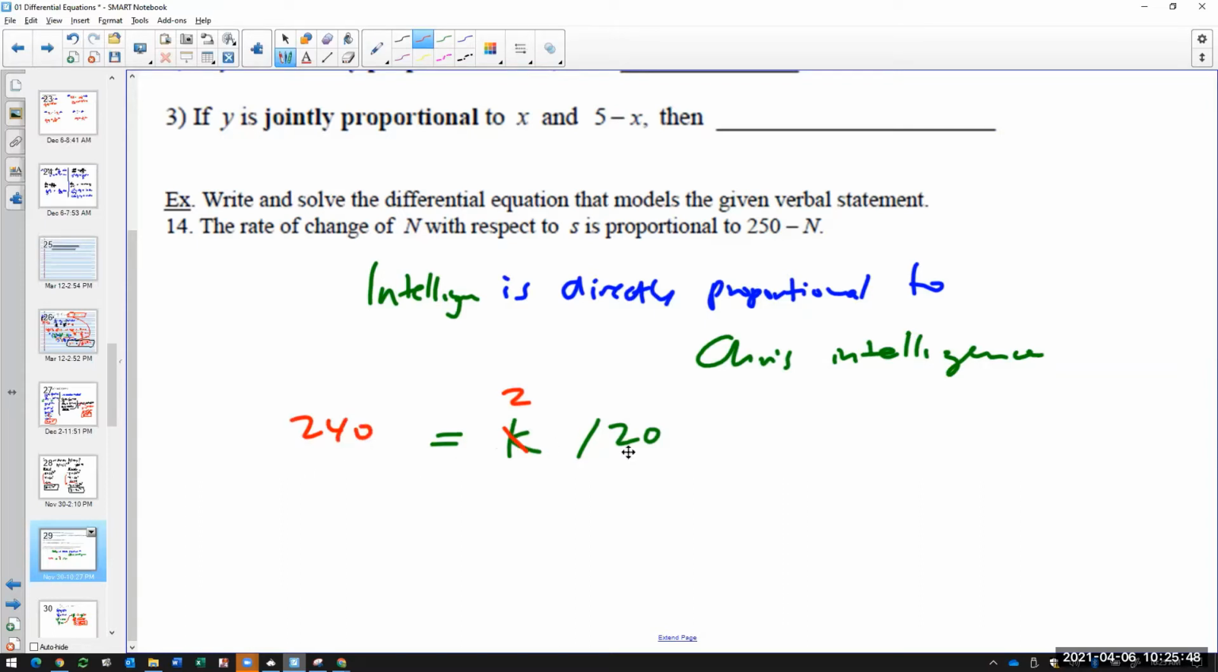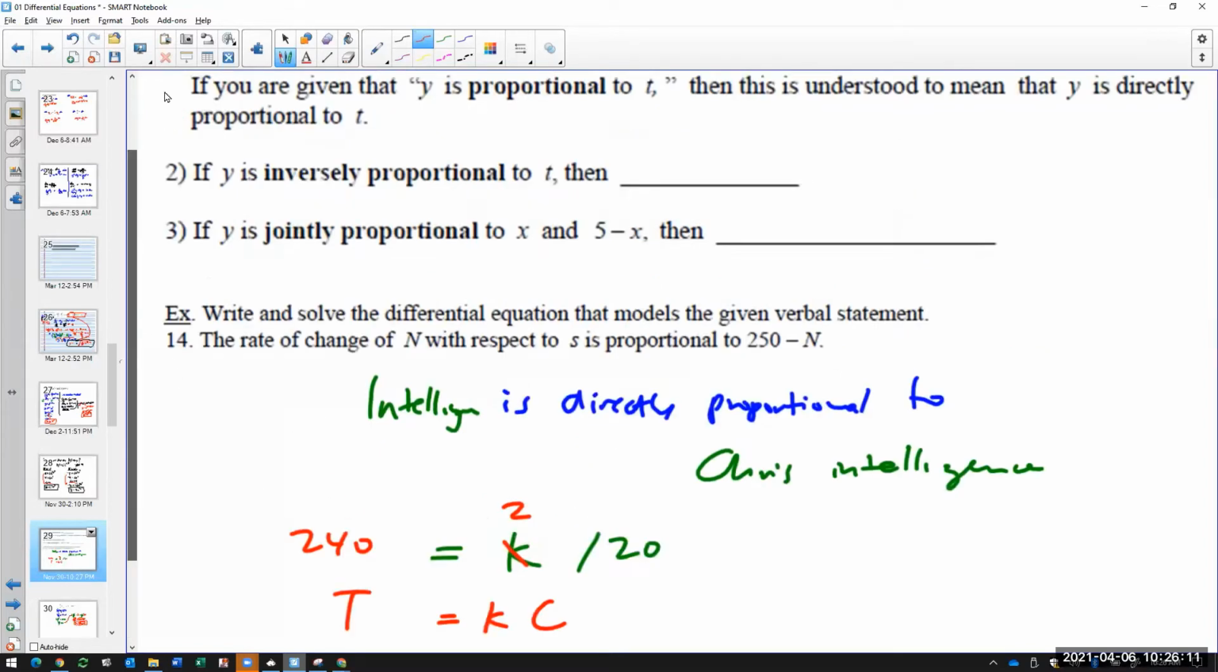Does that make sense? So if we set up a formula, I'll just call myself T because we both start with C. So T would be equal to some number times Chris's intelligence. Does that make sense? That's when we say directly proportional. We're saying there's just some number that if you multiplied that, you would get your intelligence.